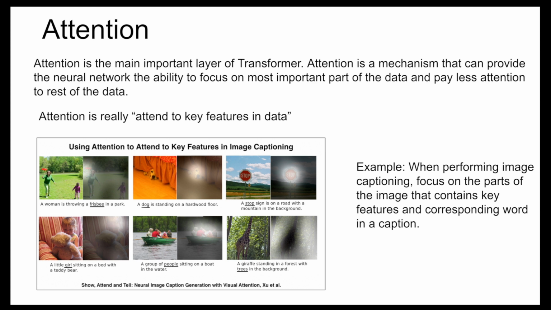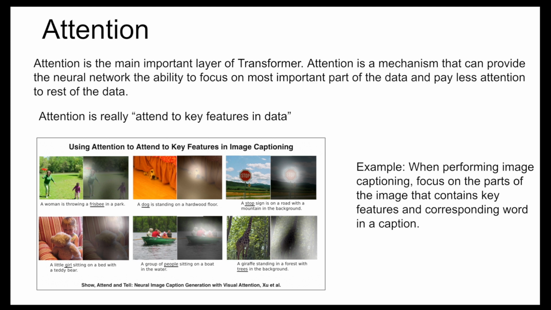Another example is a dog is standing on a hardwood floor. You can see that the network is focusing on where the dog is rather than on other parts of the image. It goes the same for the next example: a stop sign is on a road with mountains in the background. It's pretty clear that the network is able to realize, hey, this background doesn't matter much. The stop sign is what matters in this caption.